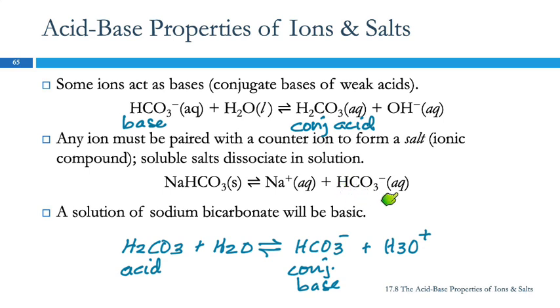When we get this guy, aqueous, this guy can react with the water and form carbonic acid and hydroxide ion. And so that's how this is a weak base. So if we have a solution of sodium hydrogen carbonate, that solution will be basic. Any questions? So this ion is the conjugate base of a weak acid.